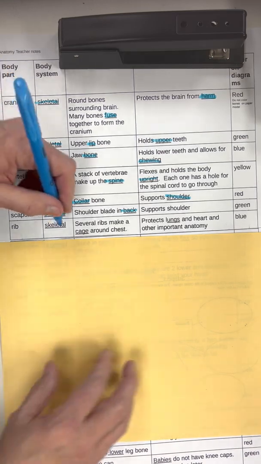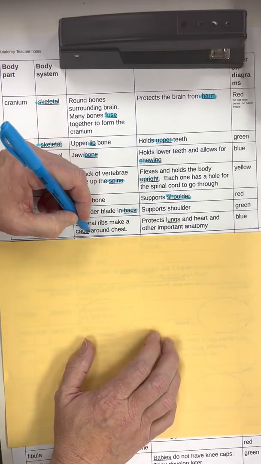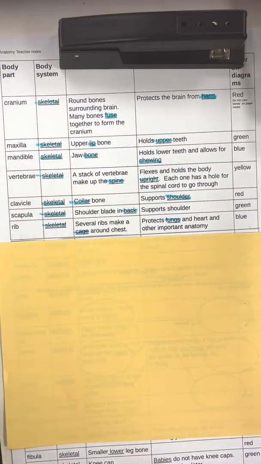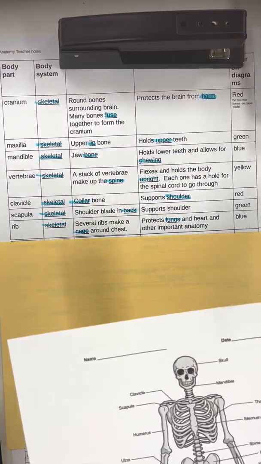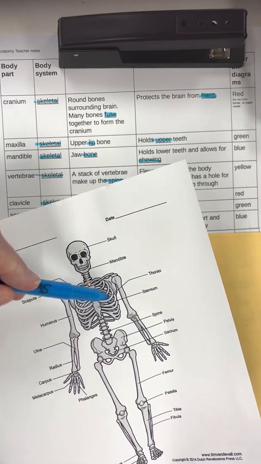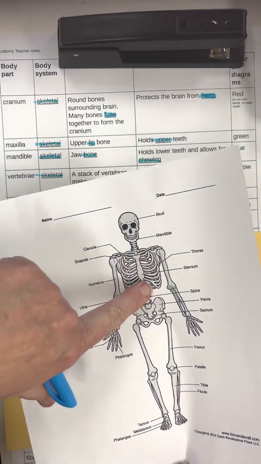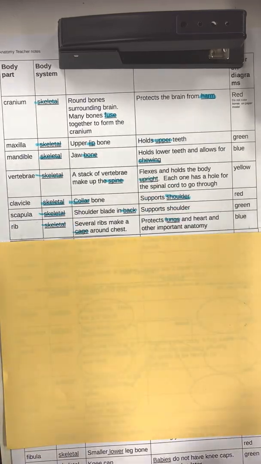The rib, skeletal. Several ribs make a cage around the chest. Protects lungs and heart and other important anatomy. So the ribs are right here. And you have a lot of them. Some of them are called floating ribs. You see these ones in the back aren't really attached to anything.